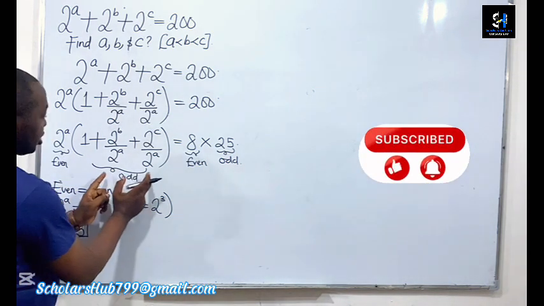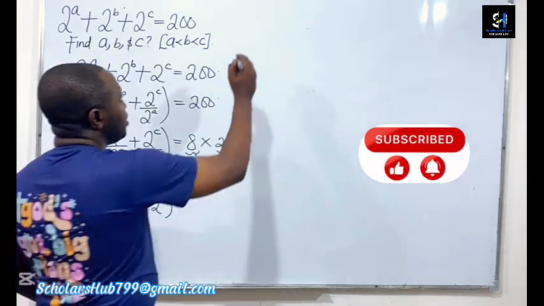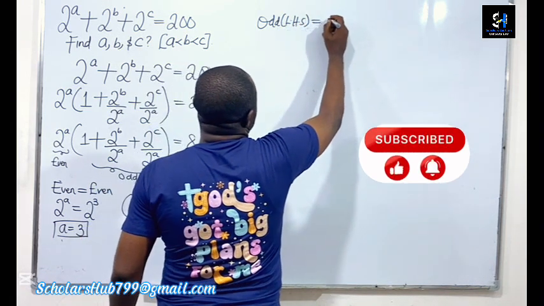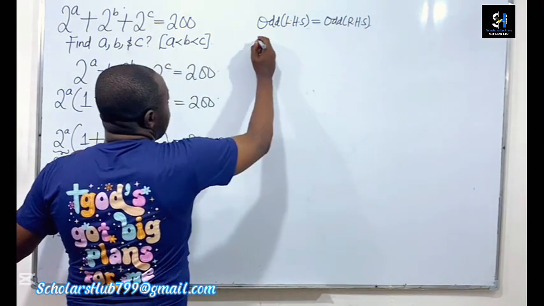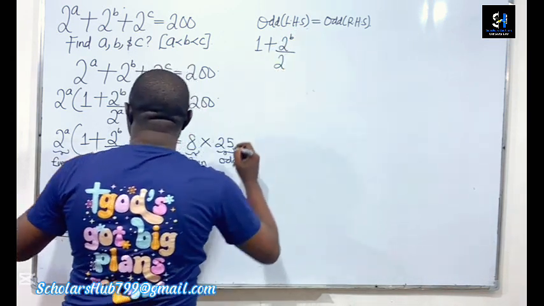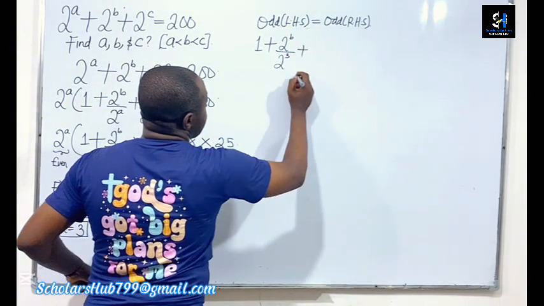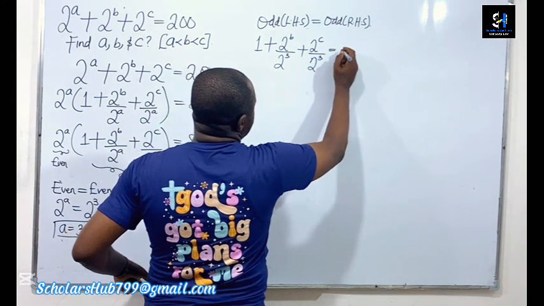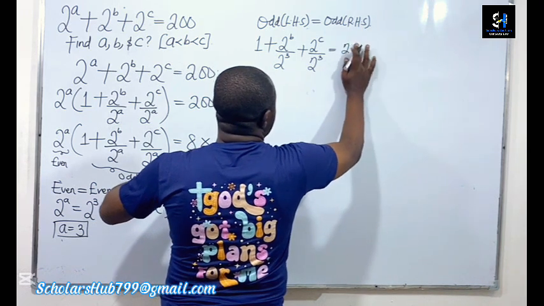Then also I'm going to equate the odd on the left hand side with that on the right hand side. So odd, which is the left hand side, equals odd, which is on the right hand side. So on the left hand side, that is 1 plus 2 raised to the power of B divided by 2 raised to the power of A. Now we have the value of A to be 3, so this will be 2 raised to the power of 3. Then we also have plus 2 raised to the power of C divided by 2 raised to the power of 3, okay, equals, so this will be 25.